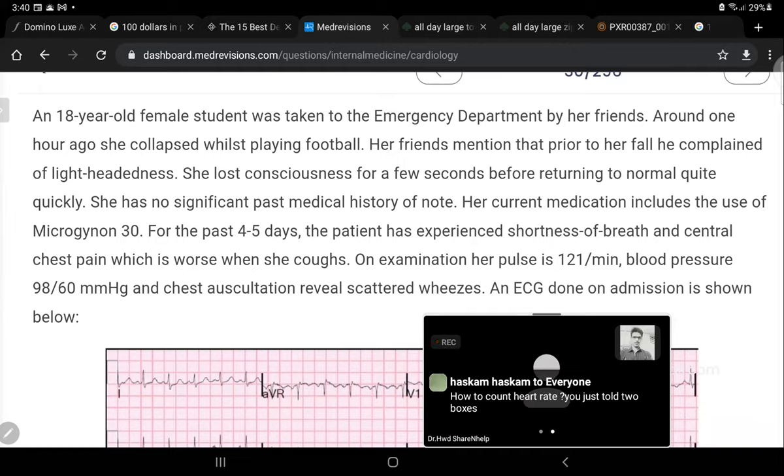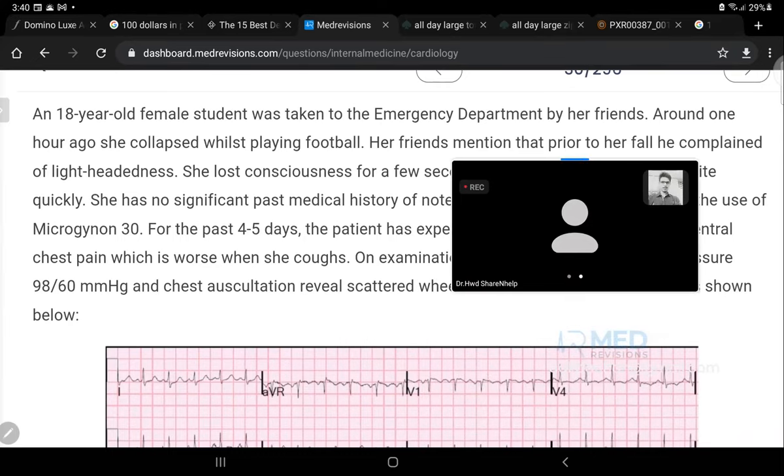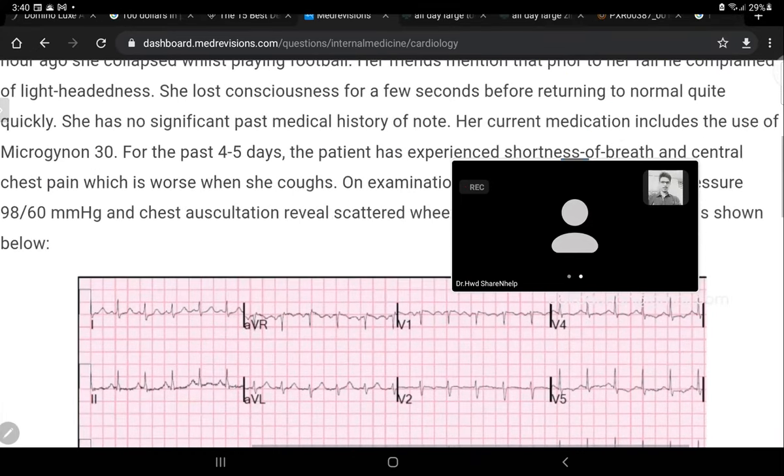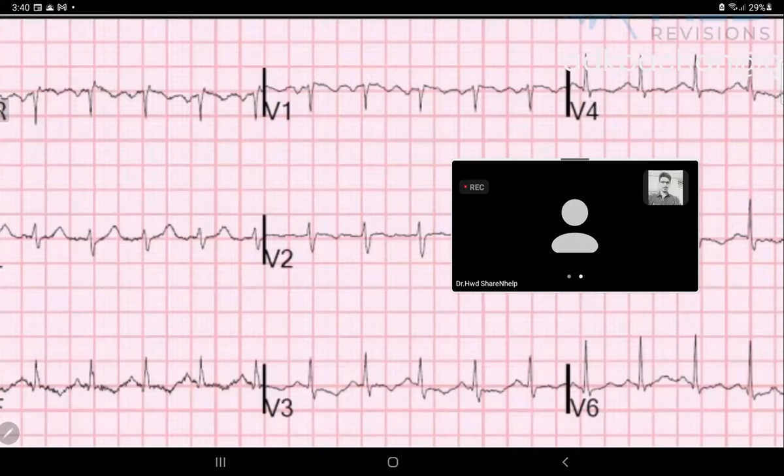How to count heart rate? Okay, I'll tell you that. One box is equal to 300. Two boxes, 150, right? Then you need to divide 300 by three boxes. Then four boxes need to divide by four, 300 divided by four. Right, that is how you'd calculate your heart rate.